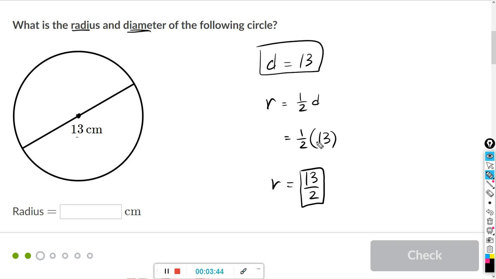And just in case you don't see how I got that, if I do half times 13, we can make it 13 over 1. That's the same thing as 13. So multiplying numerators, 1 times 13, and multiplying denominators, 2 times 1. So it's just 13 halves. Remember, multiplying by a half is the same as dividing by 2. So half of 13 is 13 divided by 2.